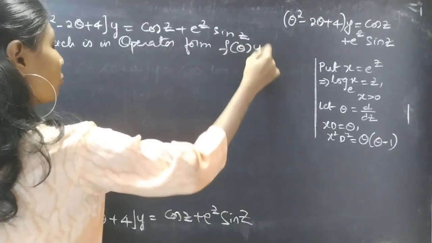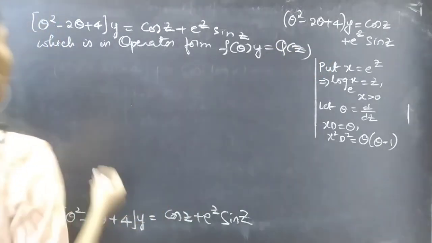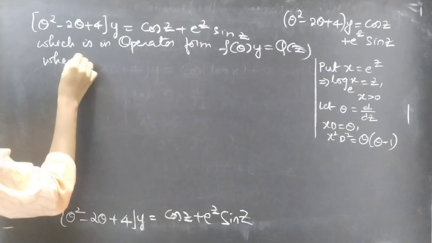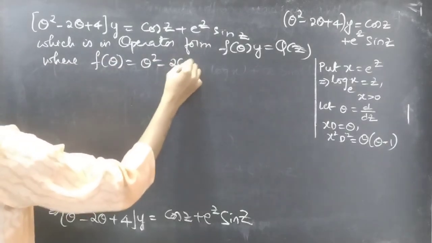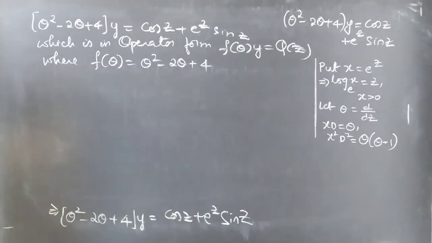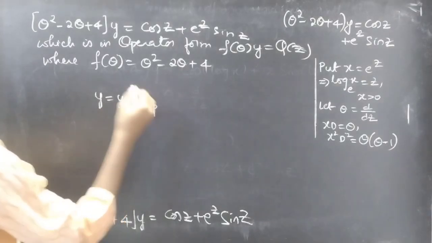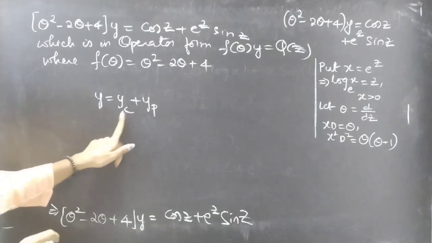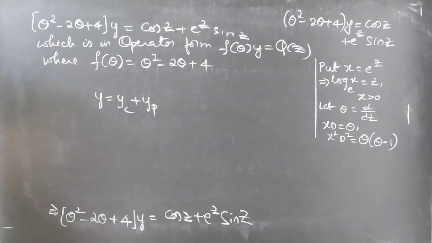f(θ) y equals some function of z, where f(θ) is θ² − 2θ + 4. Now we are going to find the general solution of the given equation, which is given by y equals yc plus yp. First we will find yc and later we'll go for yp. So we'll find yc using the auxiliary equation.